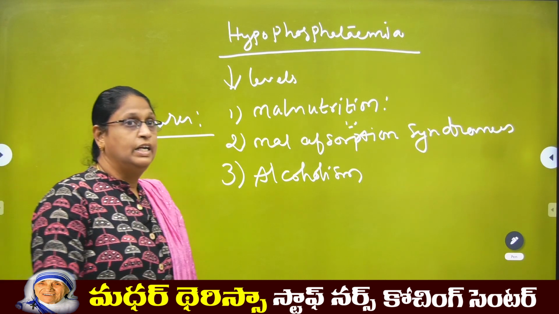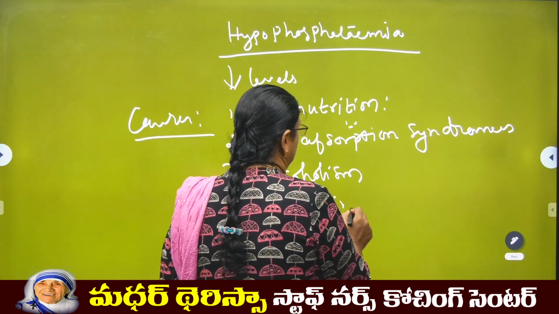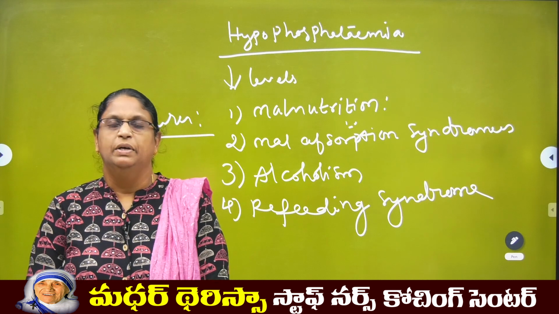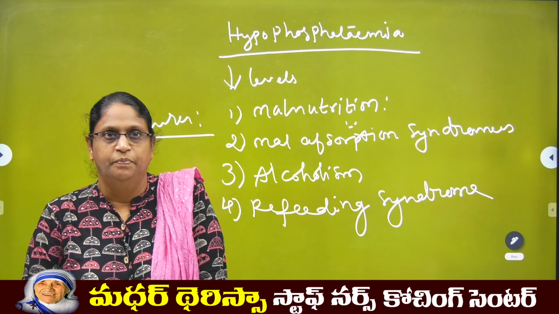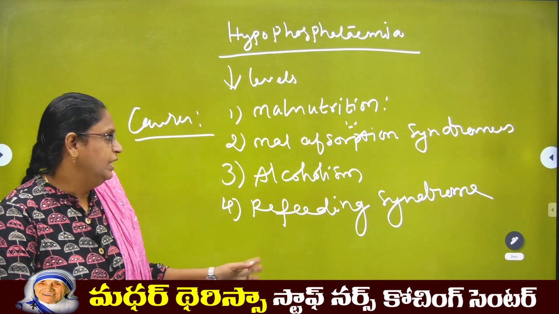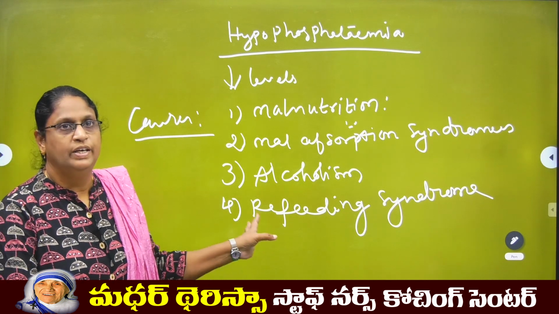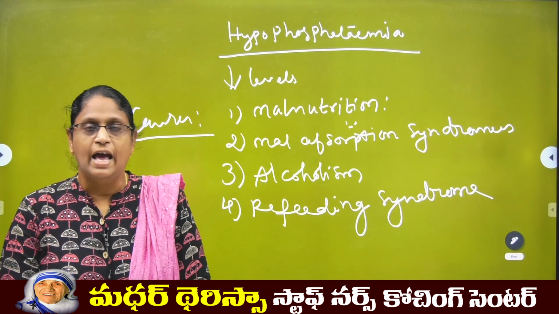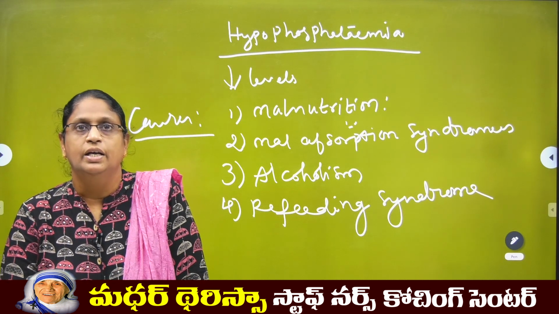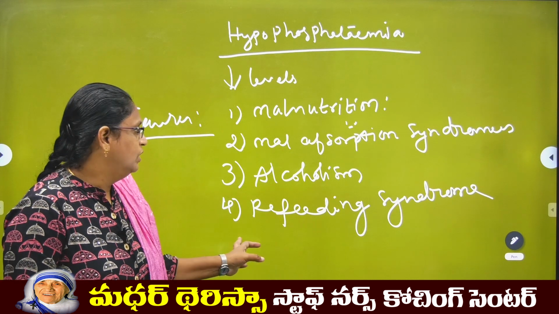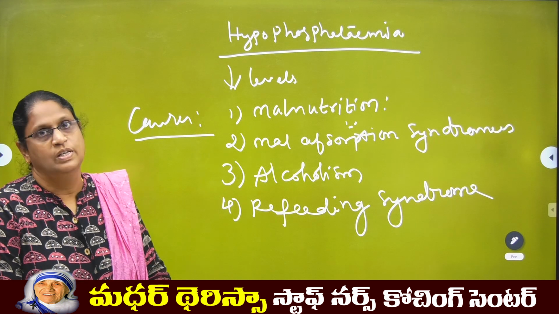Then refeeding syndrome. The fourth cause is refeeding. Refeeding syndrome is nothing but rapid reintroduction of nutrition in malnourished individuals. Refeeding is giving nutrition again, the amount which is given extra. With rapid reintroduction of nutrition in malnourished individuals, there is a chance of developing refeeding syndrome, which also causes hypophosphatemia.